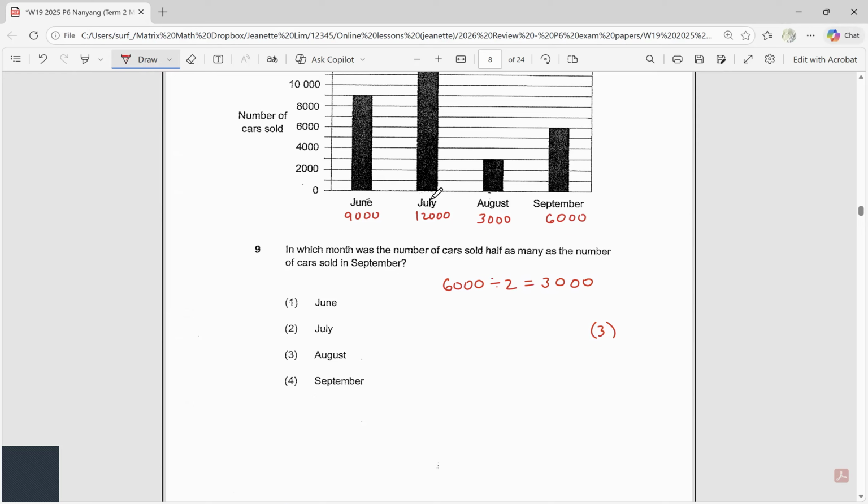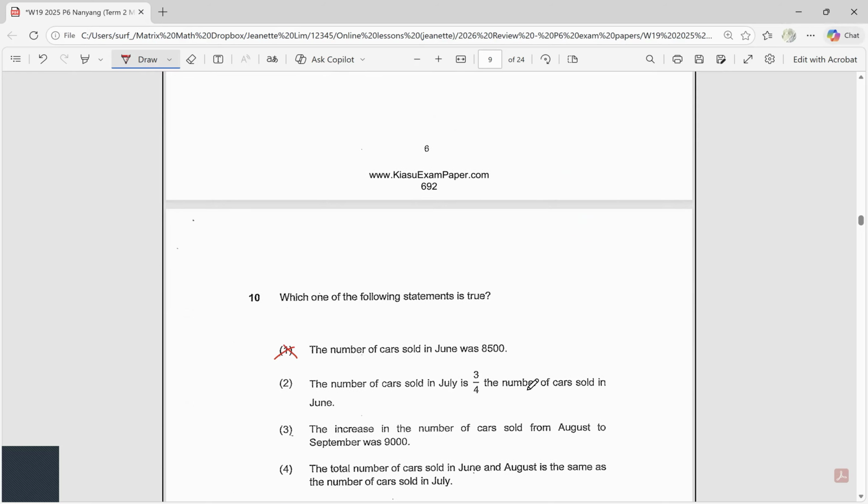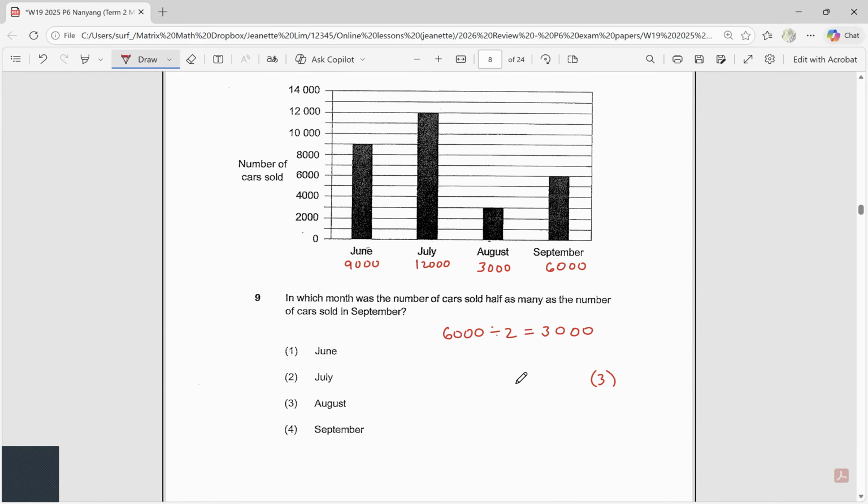Okay, it's not a fraction of June. June is 3/4 of July. Okay, but July is not 3/4 of June. So don't be tricked. They're saying over here that July is less than June. But from the graph, it's not. June is less than July.